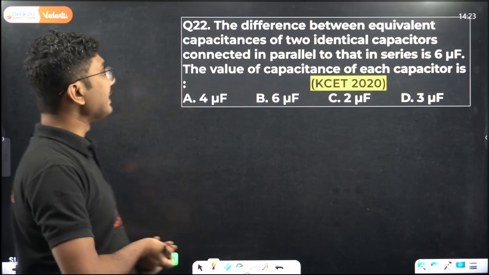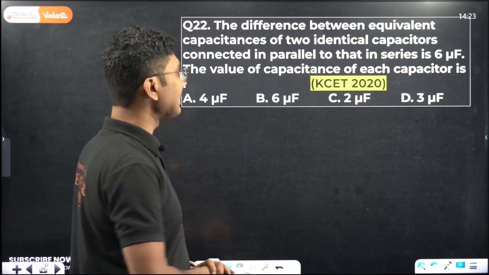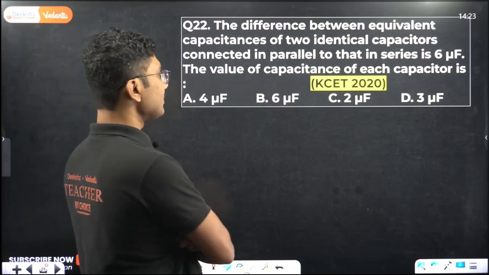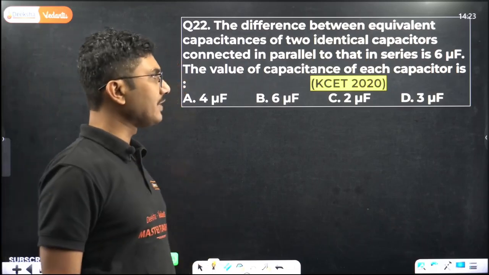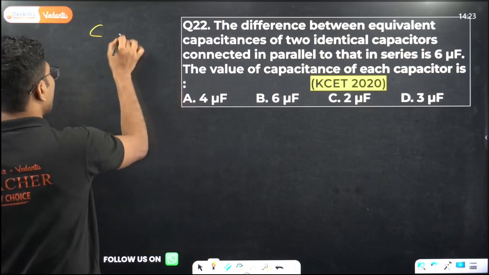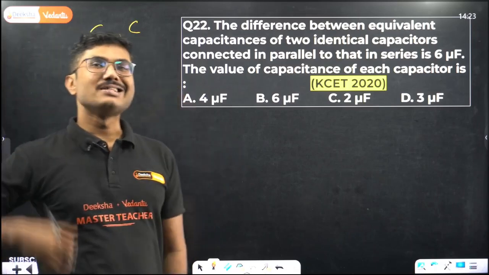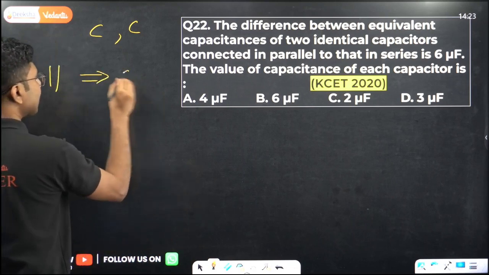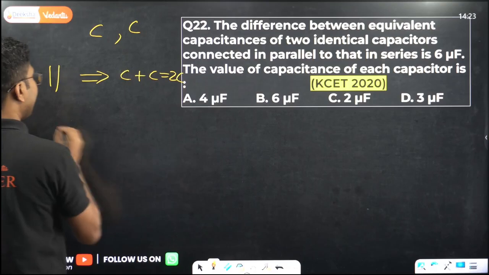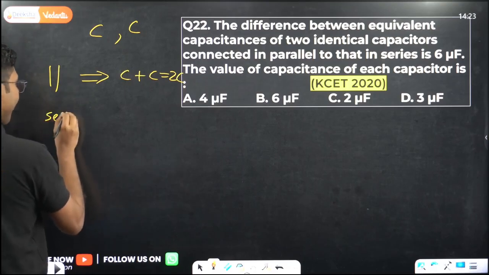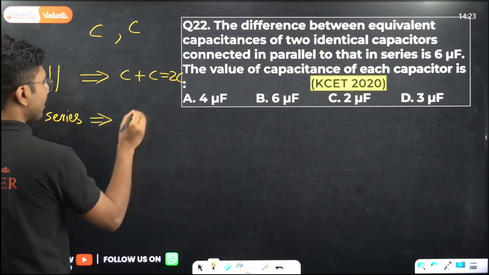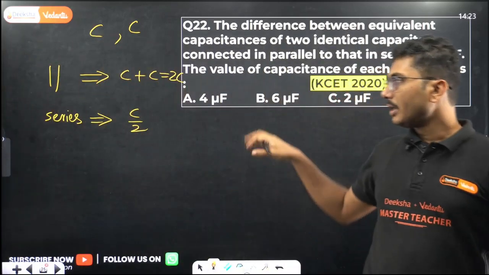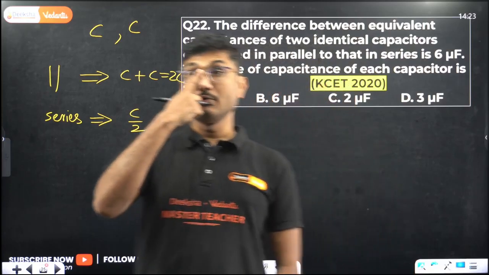The difference between equivalent capacitance of two identical capacitors connected in parallel to that in series is 6 microfarad. The value of capacitance of each capacitor is. So two capacitors, both of them are C. They are connected in series and in parallel. In parallel combination, the equivalent capacitance is C plus C, which is 2C. In series combination, the equivalent capacitance is C by 2. As I mentioned, if the capacitances are the same, you just need to divide by the number of capacitors to find the equivalent capacitance.